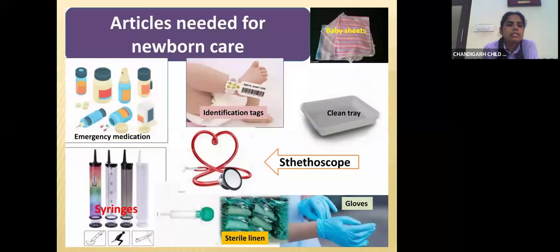Then the emergency medications such as adrenaline, NS, dobutamine, and dopamine. So on. Identification tags are very important. A clean tray, baby sheets, and a stethoscope to listen to the heart rate of the baby, syringes, and sterile linen and gloves.